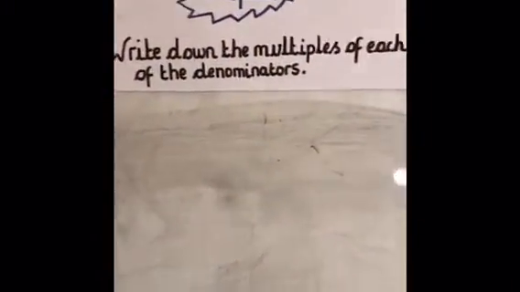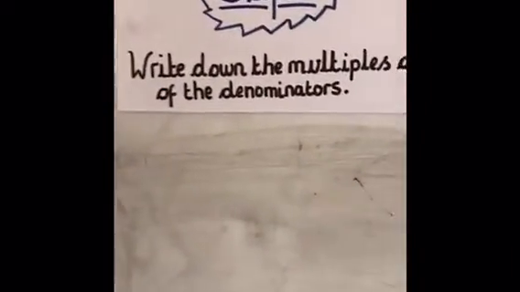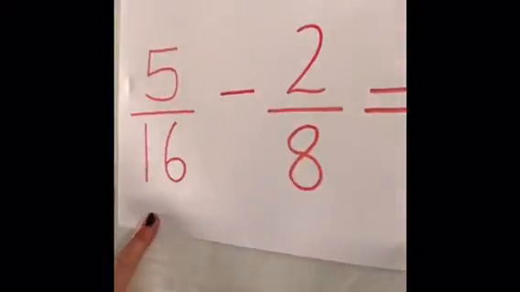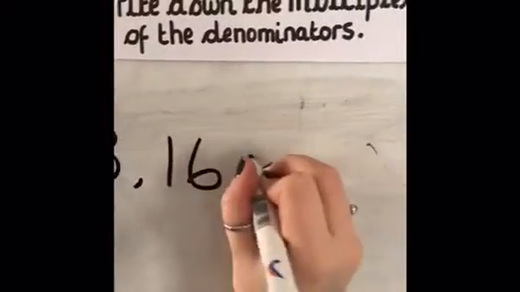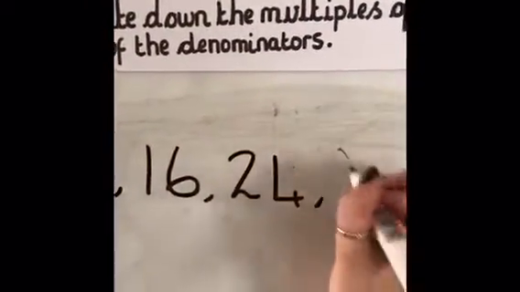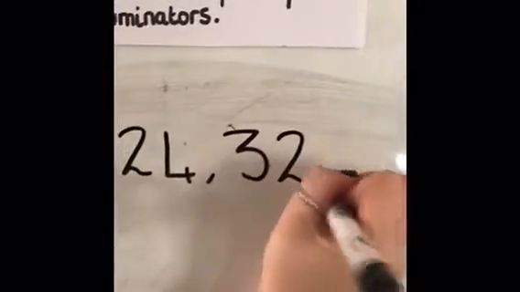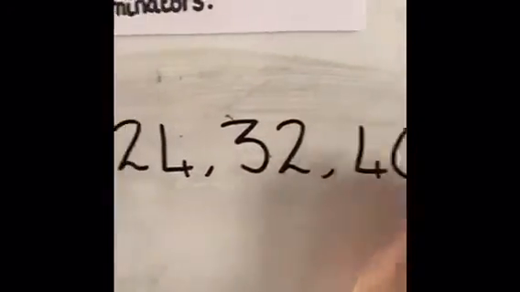Okay guys, so we're going to do step 1, which is write down the multiples of each of the denominators. Our fractions are 5/16 and 2/8. So Miss Heath is going to do the 8 times table first, the multiples for 8. So obviously, and then stopping at 40, lovely.